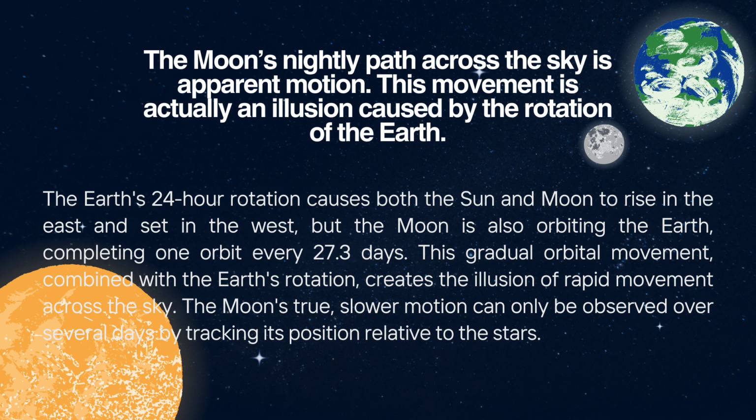The Earth's 24-hour rotation causes both the sun and moon to rise in the east and set in the west. But the moon is also orbiting the Earth, completing one orbit every 27.3 days. This gradual orbital movement, combined with the Earth's rotation, creates the illusion of rapid movement across the sky. The moon's true slower motion can only be observed over several days by tracking its position relative to the stars.